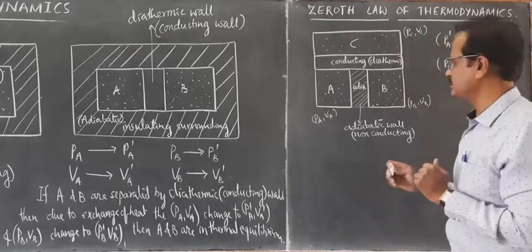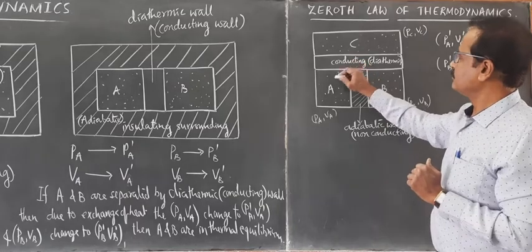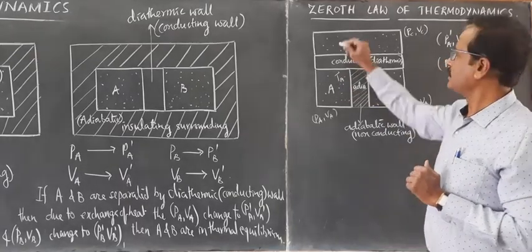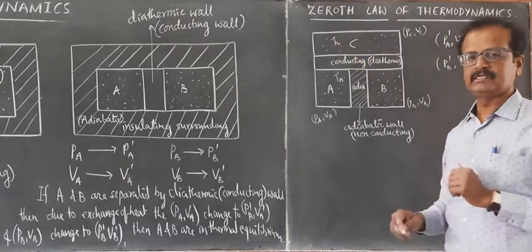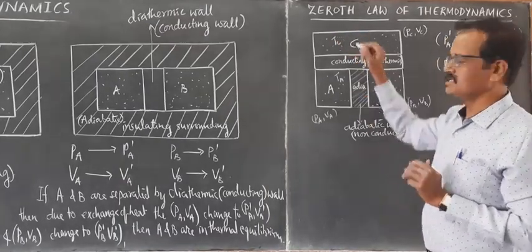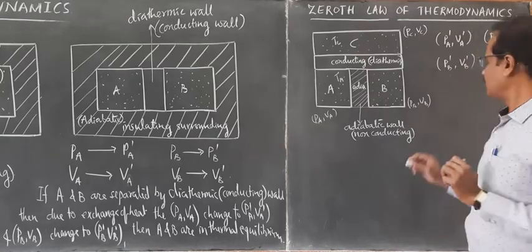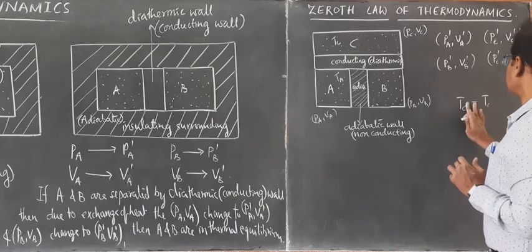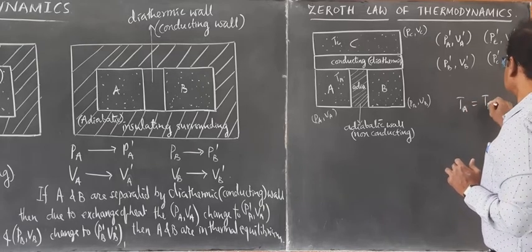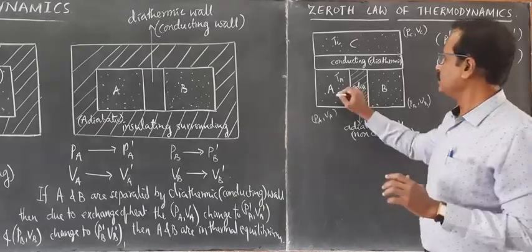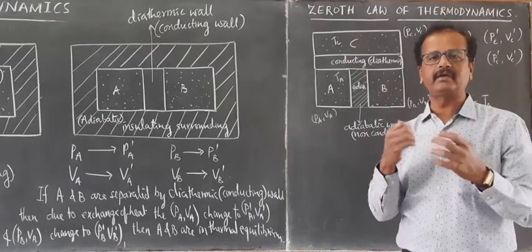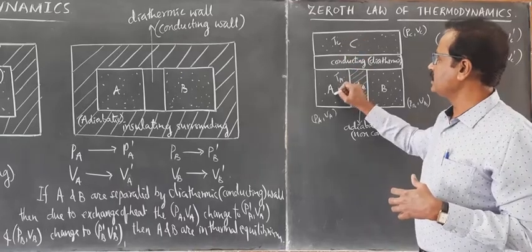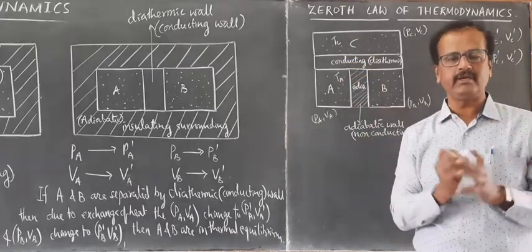Due to exchange of heat, consider the temperature of A and the temperature of C. When A becomes in thermal equilibrium with C, TA becomes equal to TC. Exchange of heat between A and C takes place because of the conducting wall, the diathermic wall, until the temperatures of A and C attain the same value.